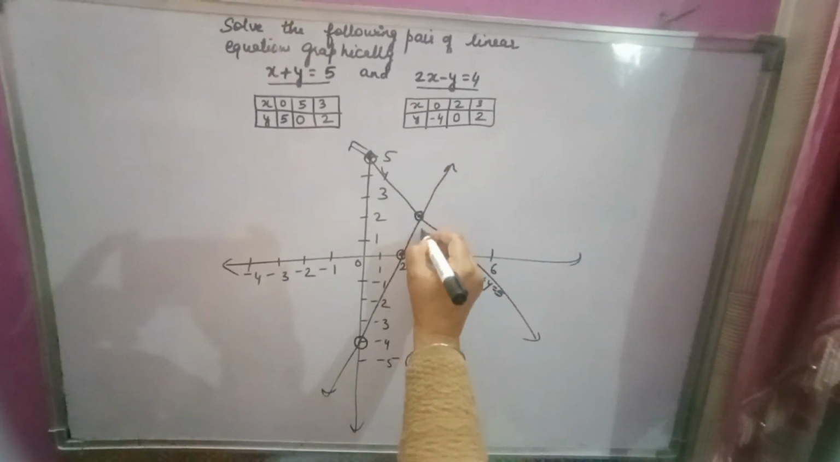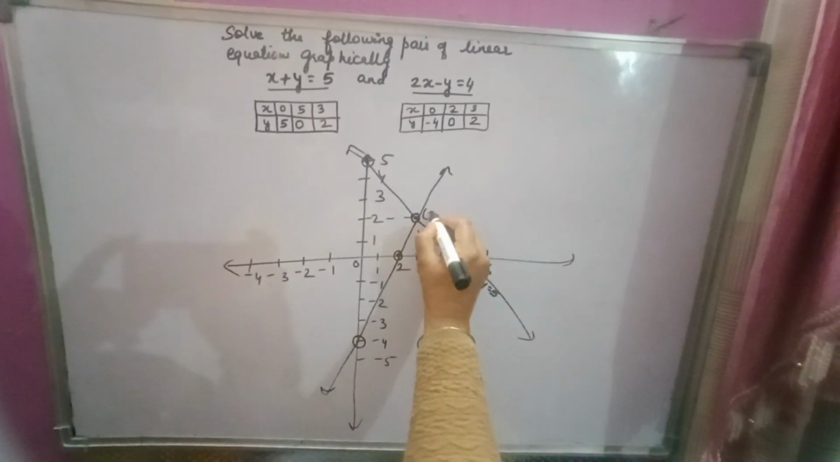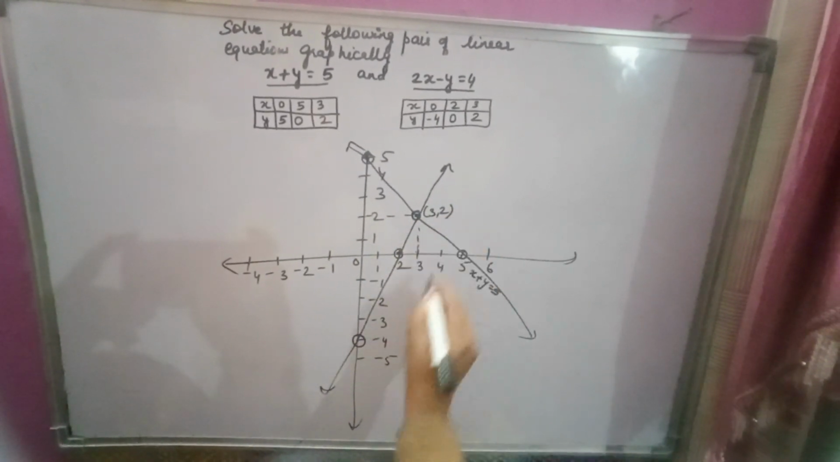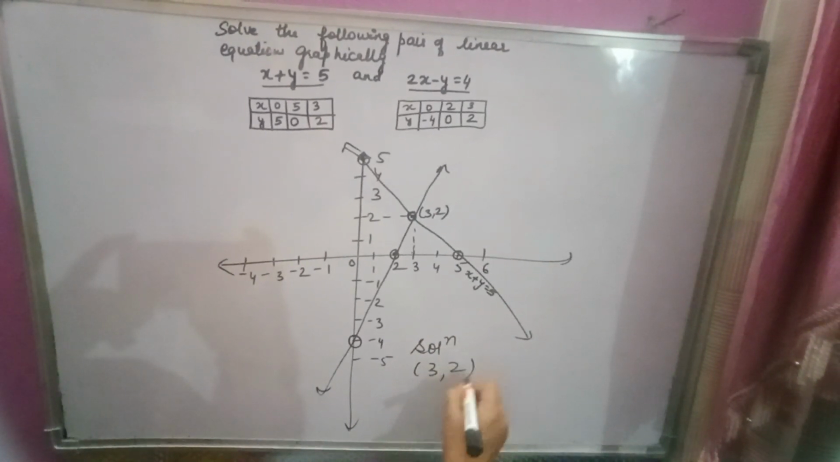Now where they are meeting, x is 3, y is 2. So this point is 3 and 2. So the required solution is 3, 2. x is 3, y is 2.